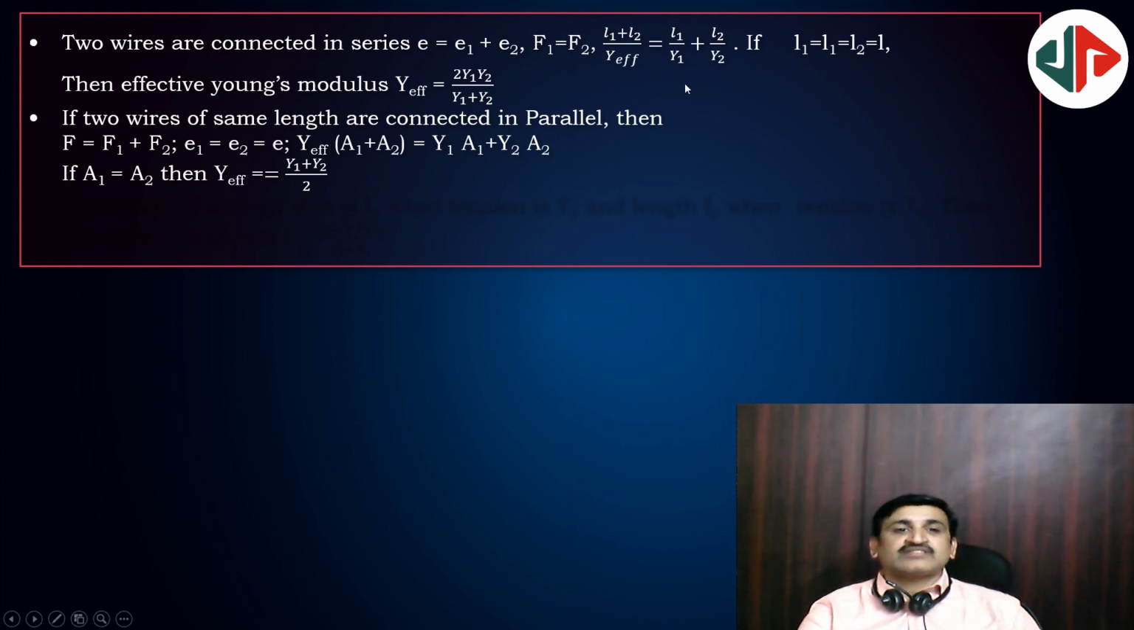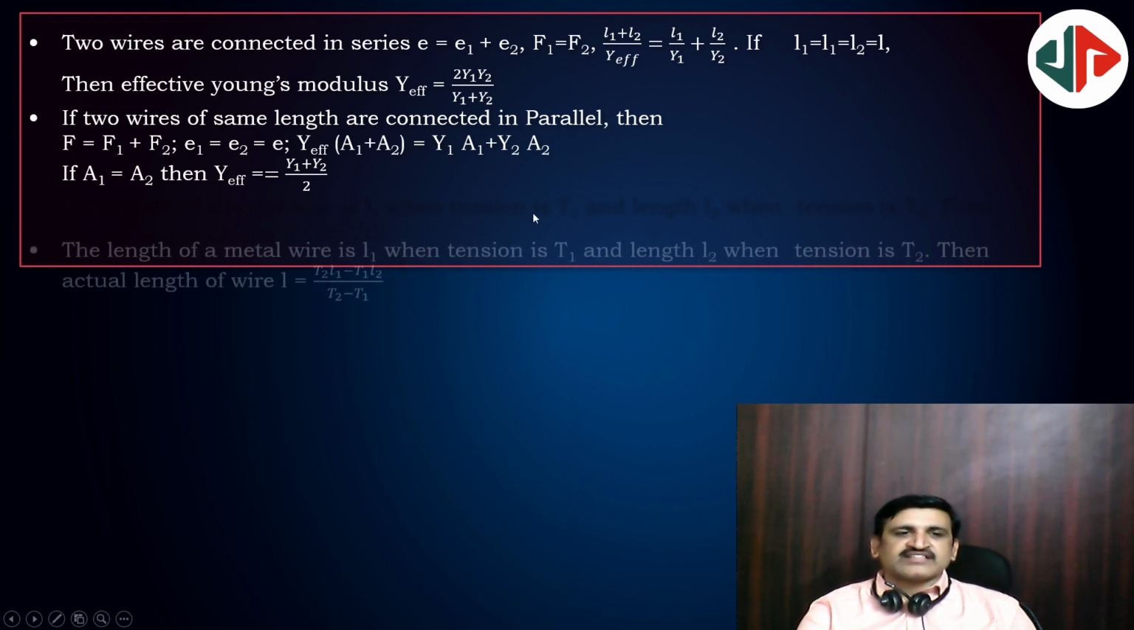If L's are equal, then when two wires are connected in series, effective Y value is 2 Y1 Y2 by Y1 plus Y2. If two wires are connected in series, effective Y is 2 Y1 Y2 by Y1 plus Y2 if lengths are equal. Next, if two wires of same length are connected in parallel, then effective Y value is Y1 plus Y2 by 2 if the cross section areas are equal. Y effective is equal to Y1 plus Y2 by 2 whenever parallel connection is there.